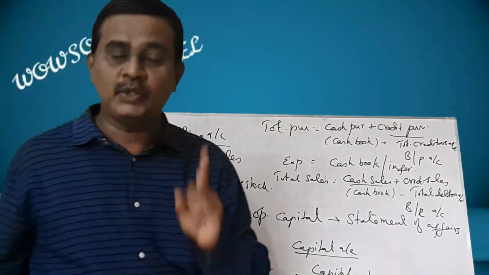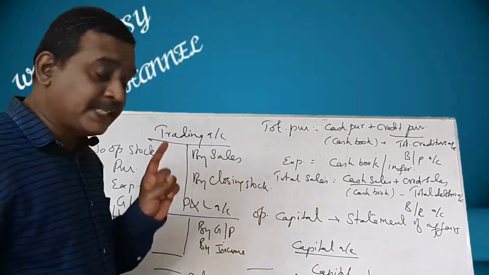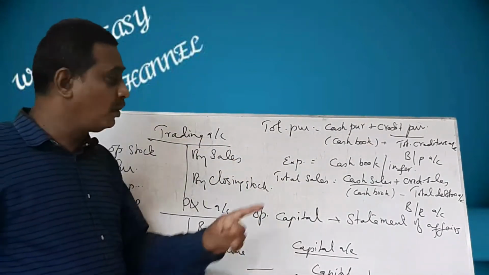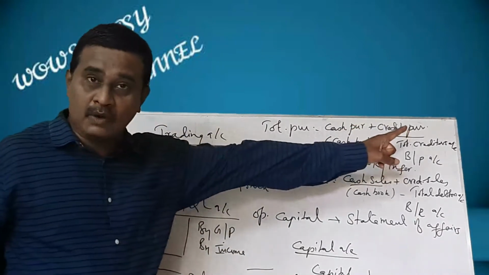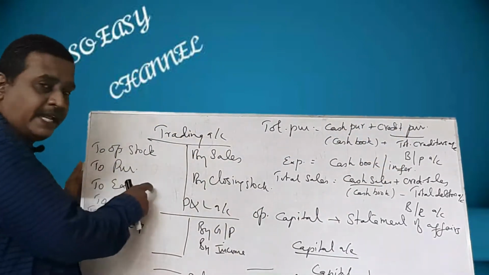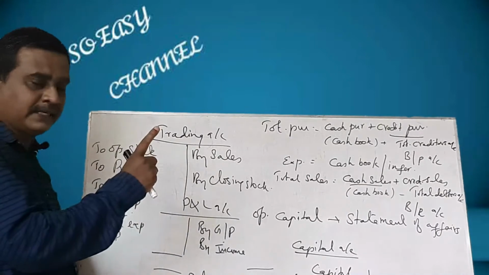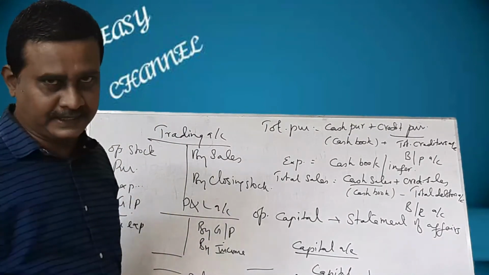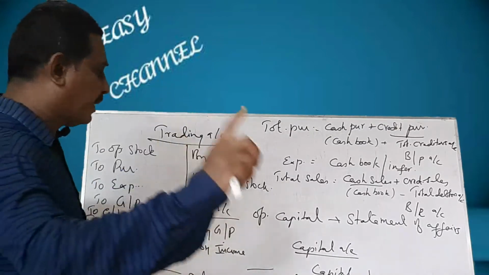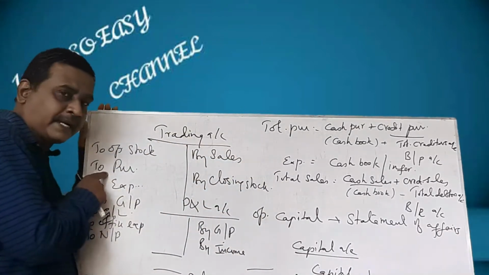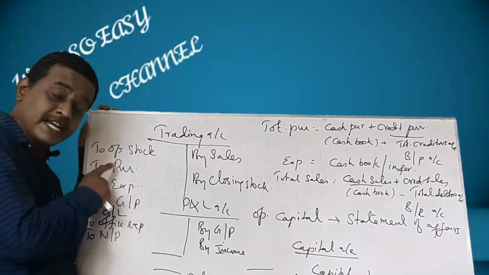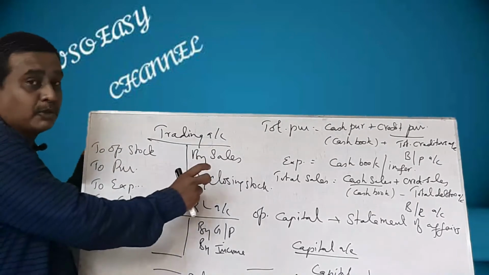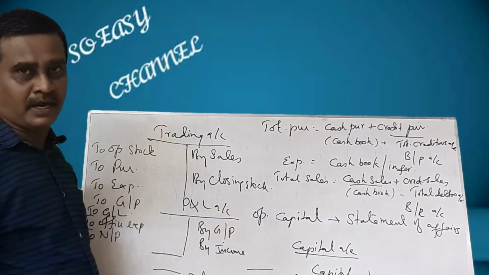Here, I must tell you one thing. The purchases return will be dealt both in the total creditors account and in the trading account. In the total creditors account, you have to show the purchases returns. Again, the purchases returns will be subtracted from the purchases in the trading account, and then the remaining amount should be shown in the outer column.